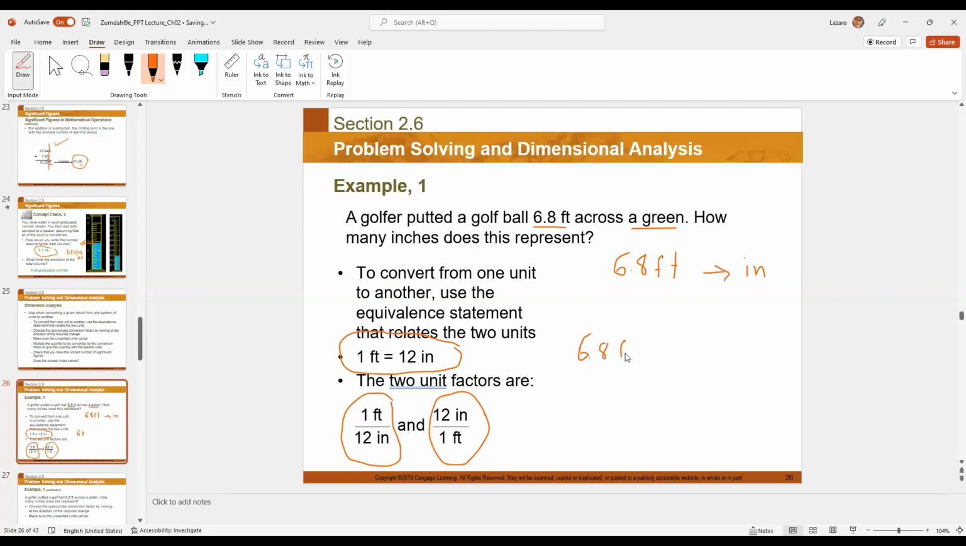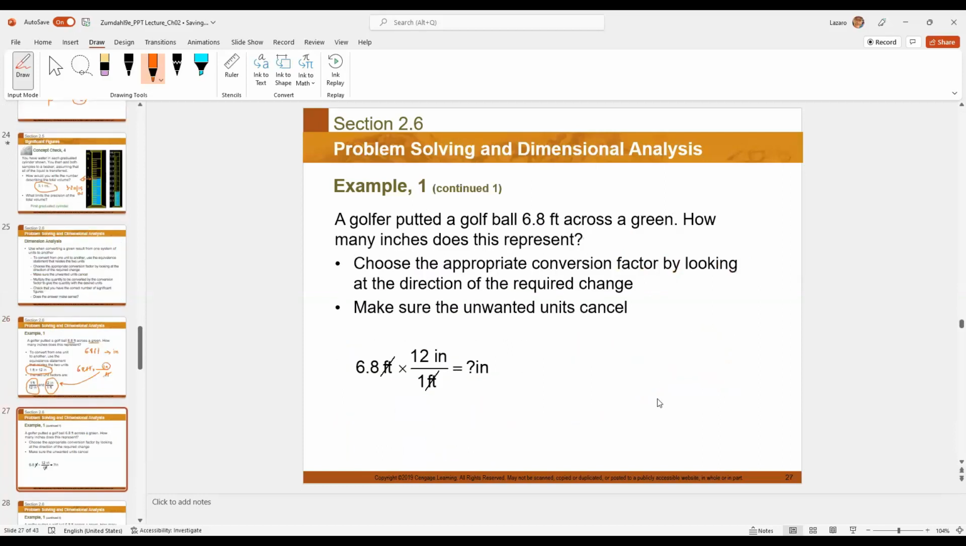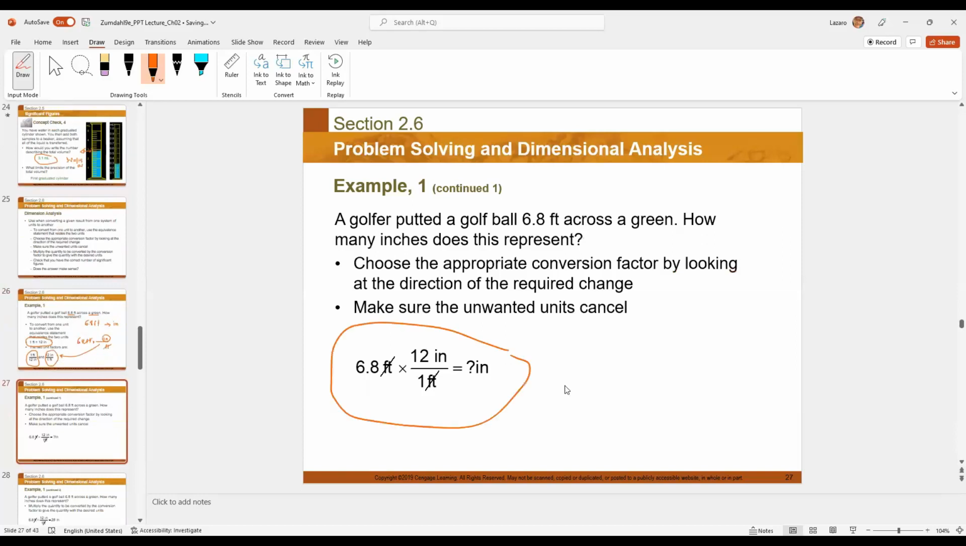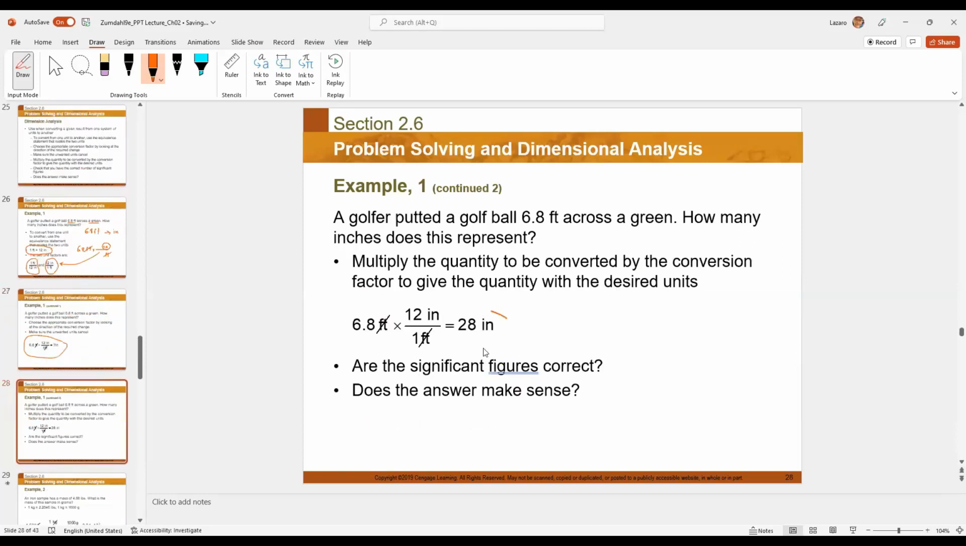It is in feet. If it is in feet, the conversion factor that I am going to use must have feet down and inches above, in such a way that you cancel feet with feet, and your answer will be in inches. So you need to use this conversion factor. If you multiply this by this, you get the answer. The answer is 28 inches. Why do you say 28 inches? Because you have here two significant figures, and then in your answer you have to report two significant figures.